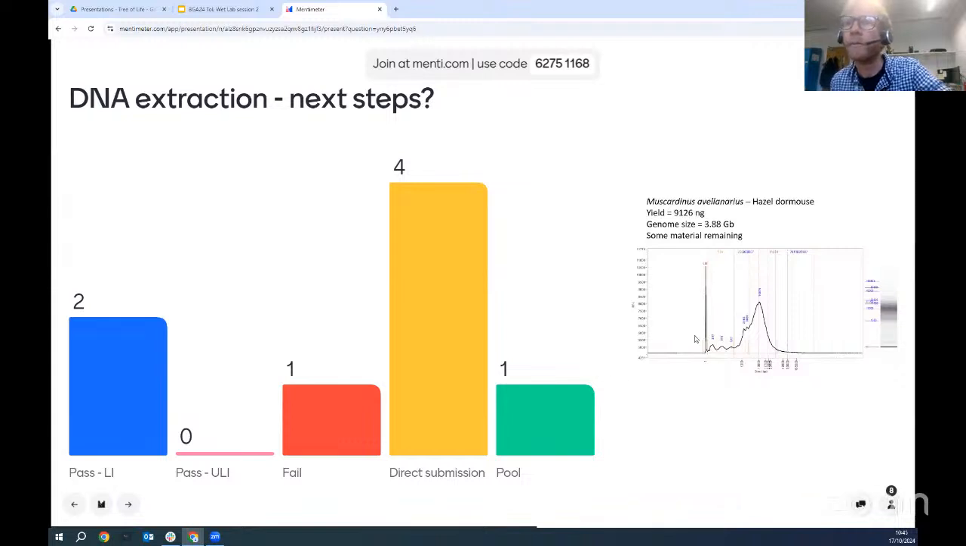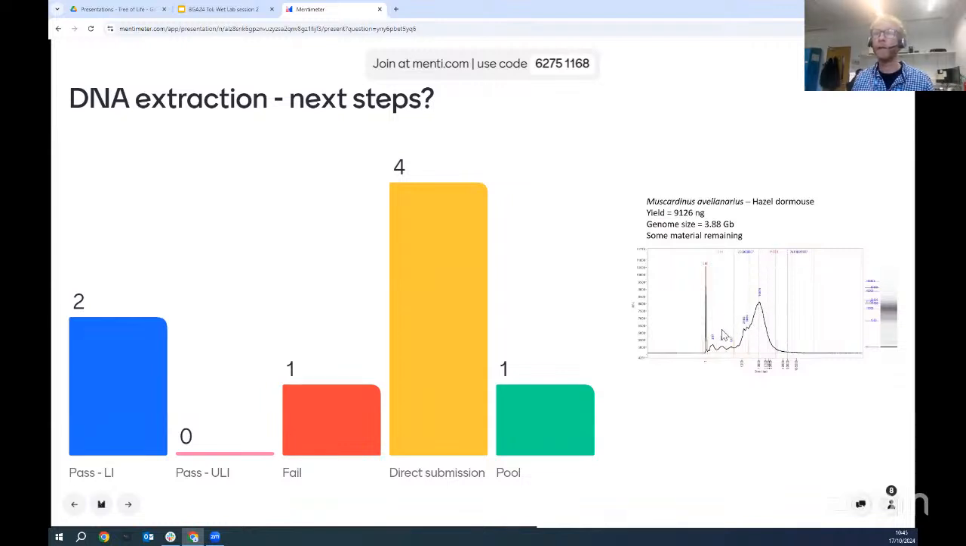So let's have a look at this profile. We're sitting at 11,000 average fragment size. The mode is close to 10. We have some of this low molecular weight here. So I think this is a really good candidate for a direct submission. Slightly short on the average fragment size.